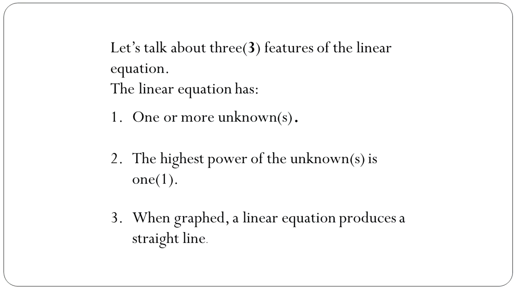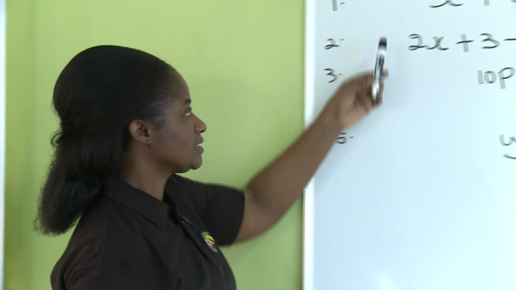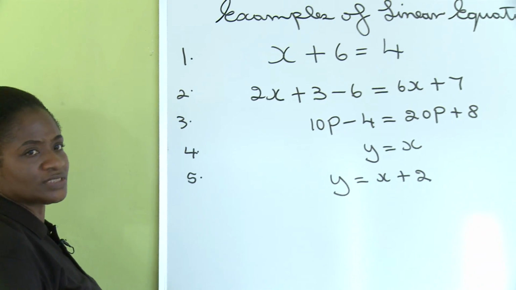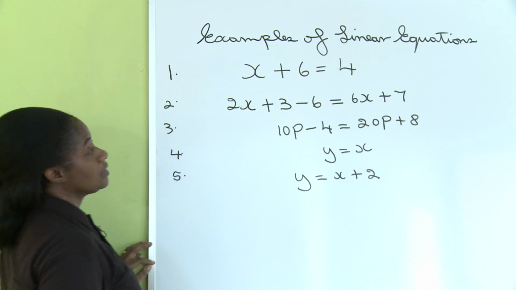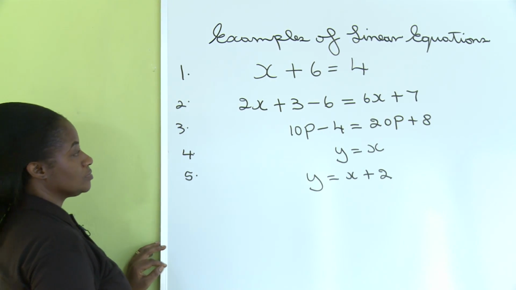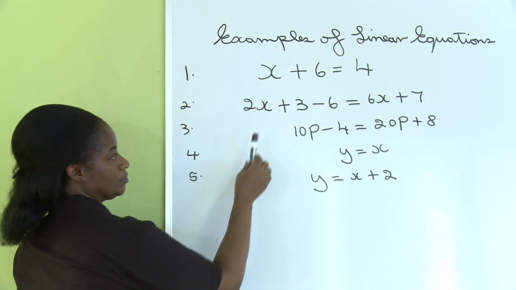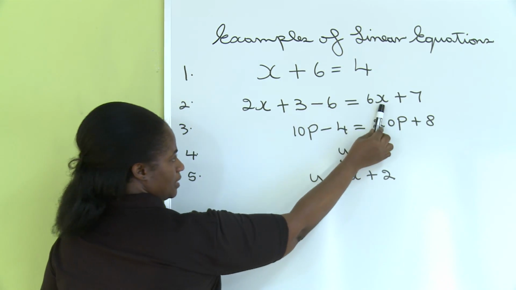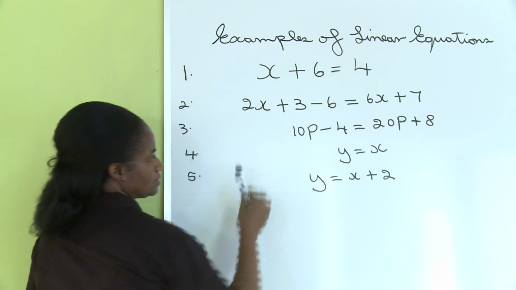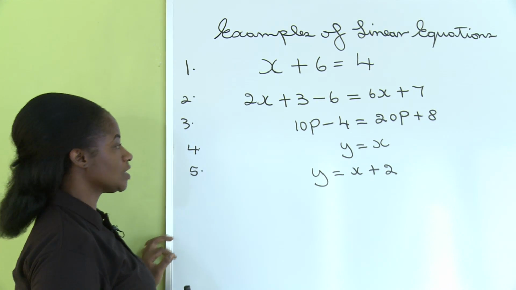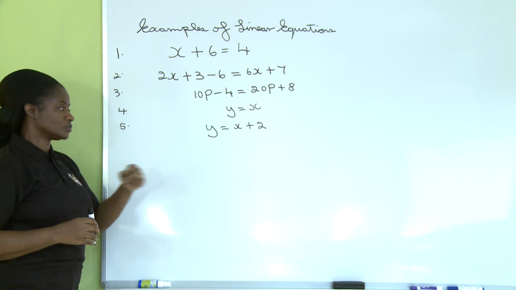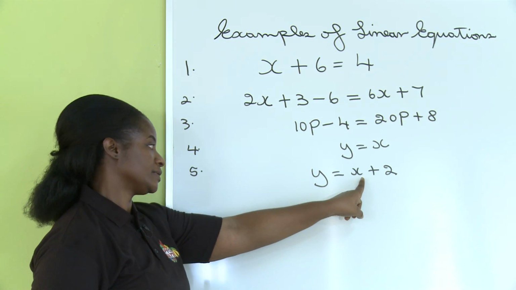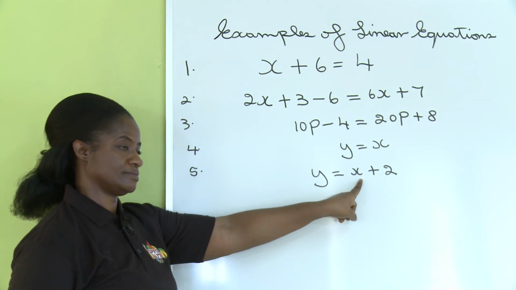The linear equation has one or more unknowns. If we look at example 1, you'll notice that the unknown is x. In example 2, the unknown, even though x is here and here, is still x. However, in example 5, there are two unknowns, y and x.